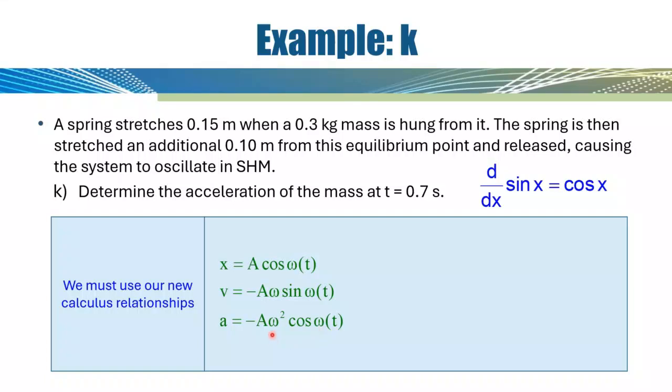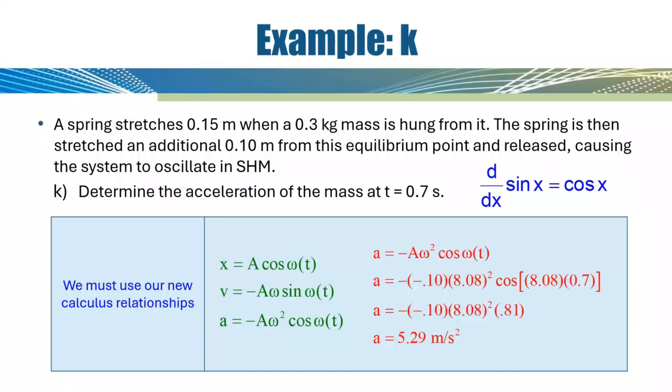So now let's use that and plug in our values of 0.7 seconds. So we have a negative sign already out front. Our amplitude is -0.1. Omega is 8.08. We have to square that. Cosine of omega t, 8.08 times 0.7 seconds. Again, calculator in radians, and I get an acceleration of 5.29 meters per second squared.